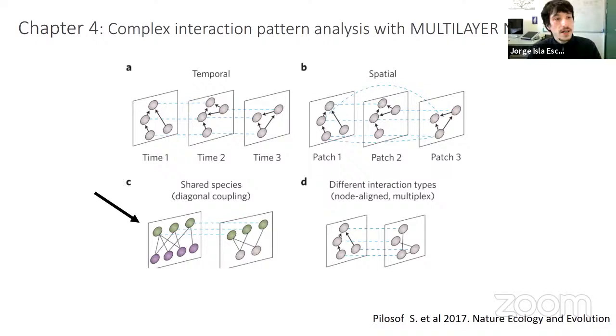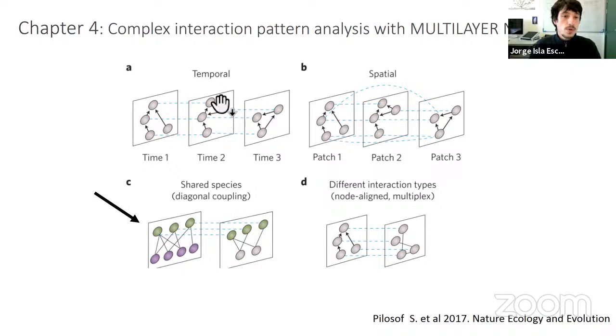And the last chapter is the multilayer chapter. It is called complex interaction patterns analysis with multilayer networks. And to introduce multilayer networks, I put here this figure provided by Pilosof and collaborators. Here they theoretically describe the different types of multilayer networks that could be used in ecological research. And the most important point to understand how this type of network works is that it is a combination of different types of networks, and the different networks are linked between them by interlayer links.